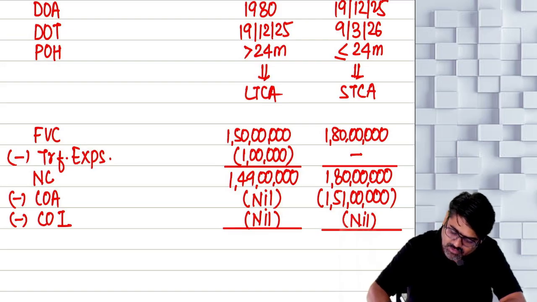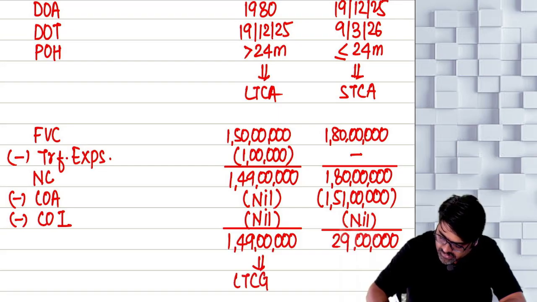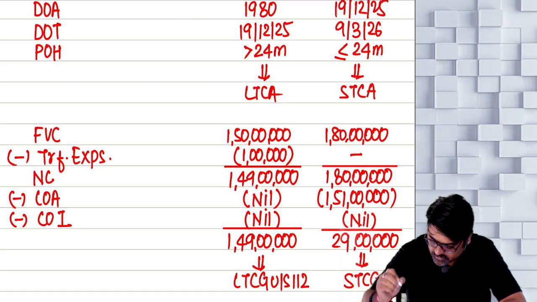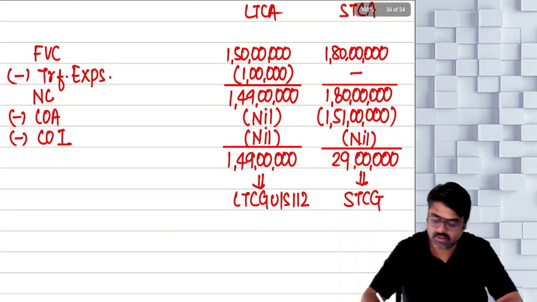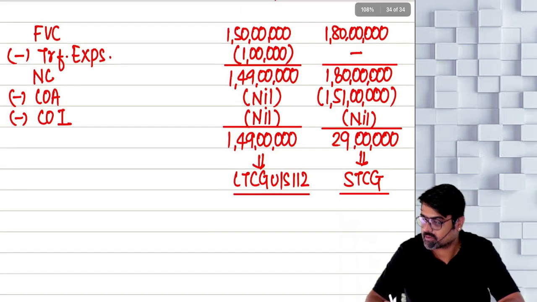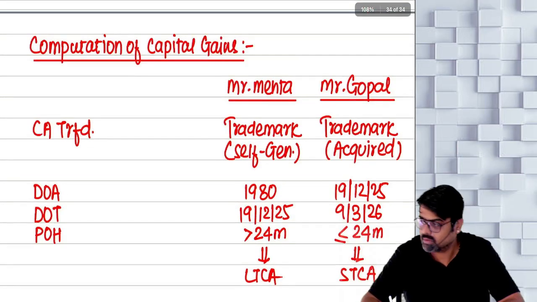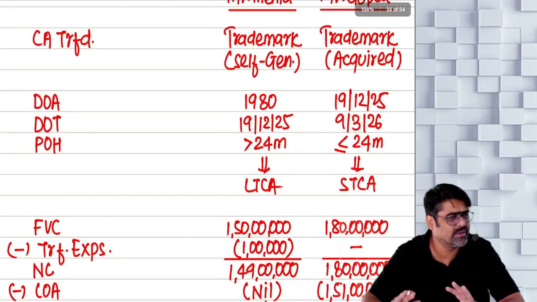So now tell me, how much will this be? 1 crore 49 lakhs. And this will be 29 lakhs. This will be long-term capital gain under section 112. And this will be short-term capital gain. This is not a short-term capital gain under 111A. This is normal short-term capital gain. One is taxable at 12.5%, another one is taxable at normal rates. Good? Understood? This was a basic question.